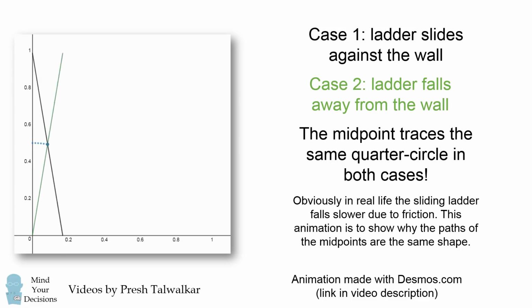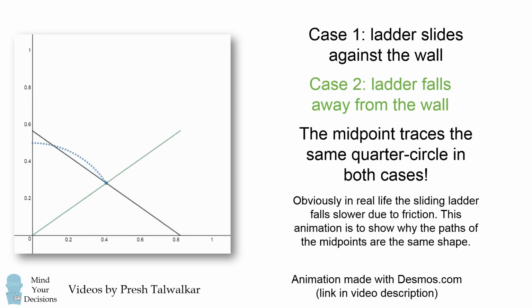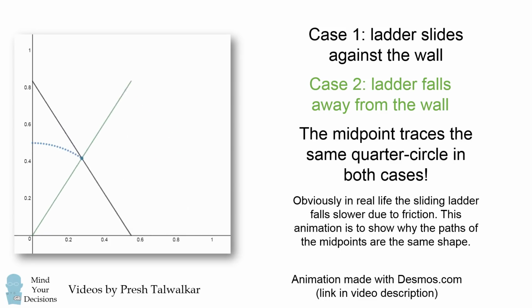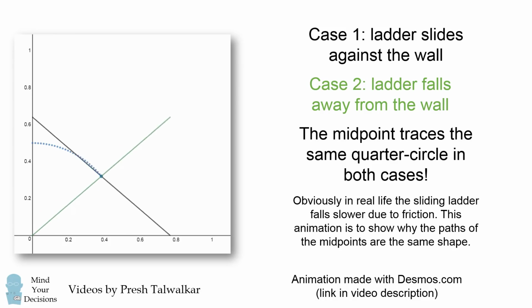A geometric way that you can see this is that the two ladders represent the diagonals of a rectangle, and they will intersect at this midpoint of the two ladders. You can also see this as the pivot point of a scissor lift. So it's quite amazing that in either case, the midpoint of the ladder is tracing out the same quarter circle. Did you figure it out?